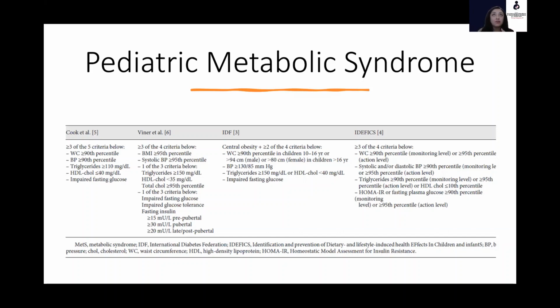One of the definitions, for example, from the International Diabetes Federation, says that you need to have central obesity plus 2 out of 4 criteria, including a high waist circumference, a high blood pressure, high triglycerides or low HDL, and an impaired fasting glucose. There are other definitions, for example the one you see right after, which uses pretty much the same criteria, but here the definition is based on age-related percentiles rather than absolute cutoffs, and also takes into consideration not only the fasting plasma glucose, but the HOMA-IR as an index of insulin resistance.